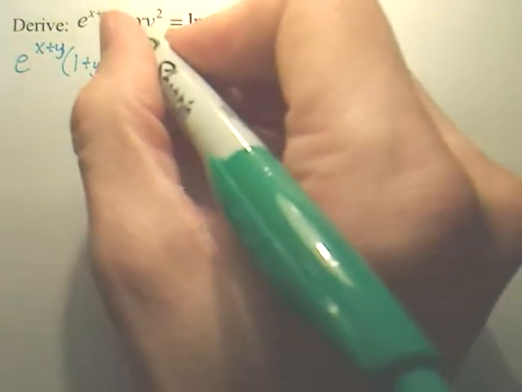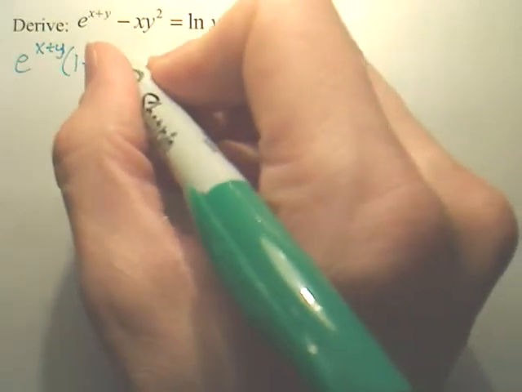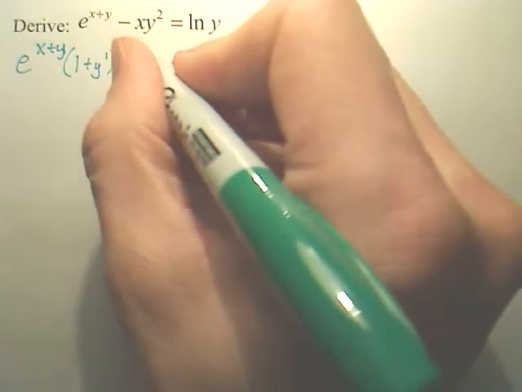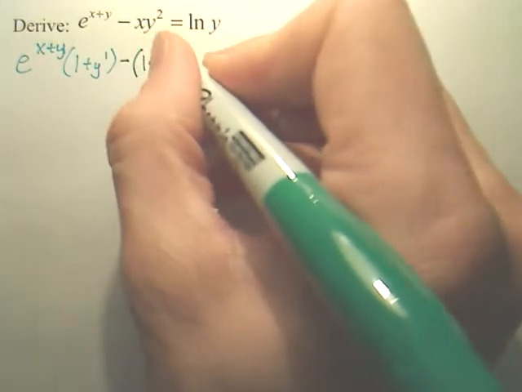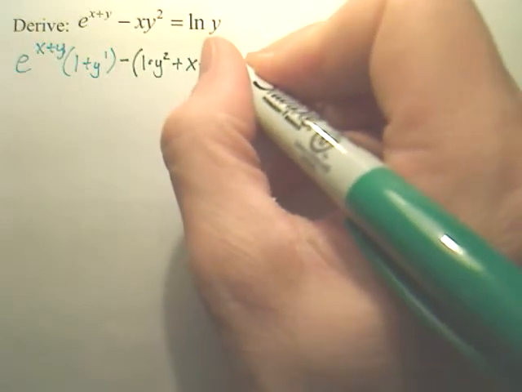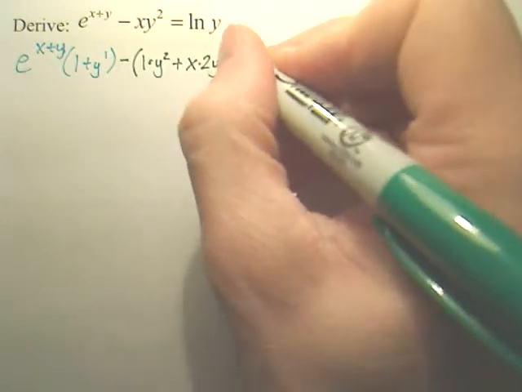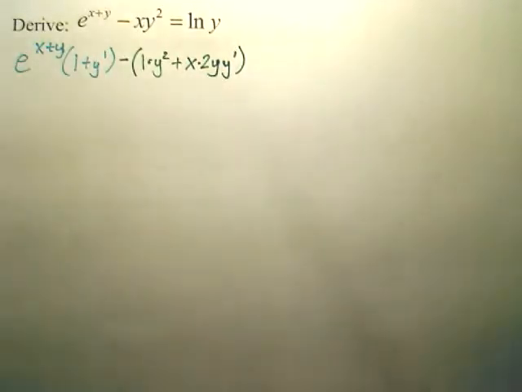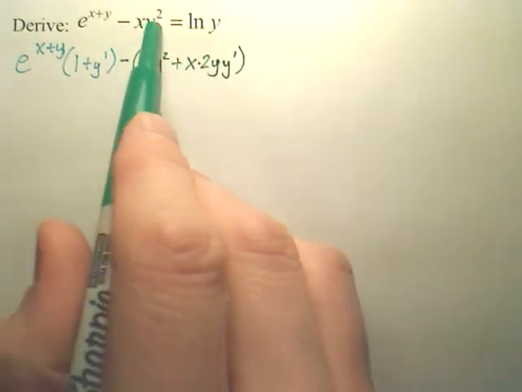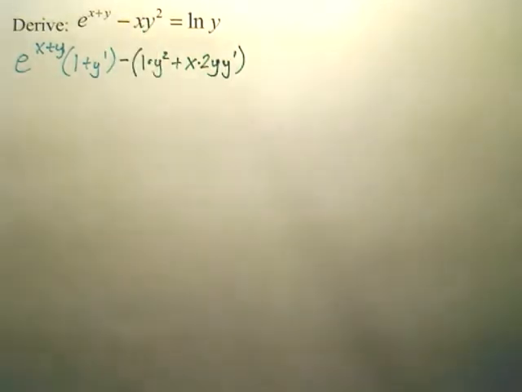So that's the first piece. The second piece, we're going to derive this where it's at. So that right there is going to be a product rule. So it would be 1 y squared plus x 2 y prime. So the product rule of this, don't forget the minus is going to go to both pieces. Derive, leave, derive.